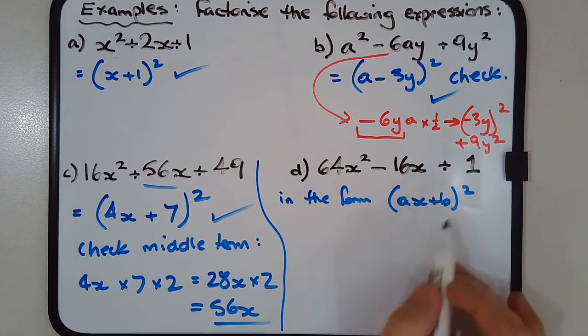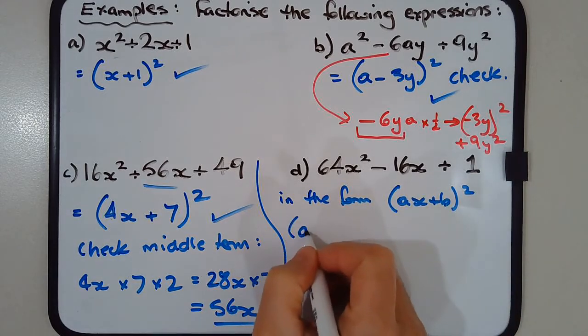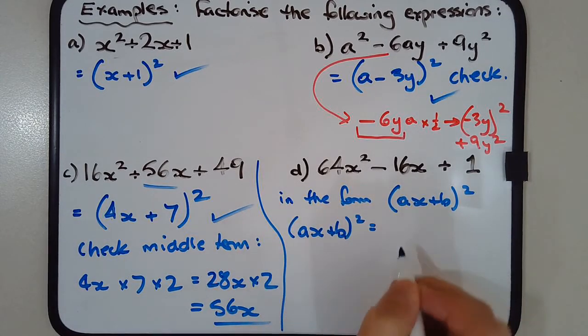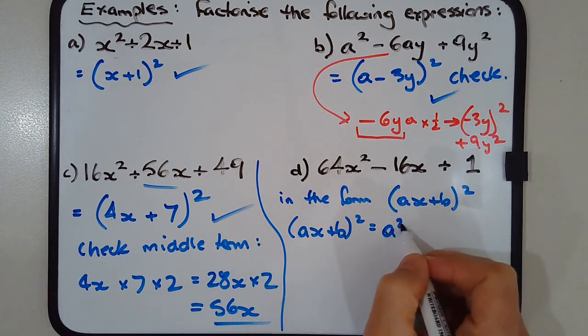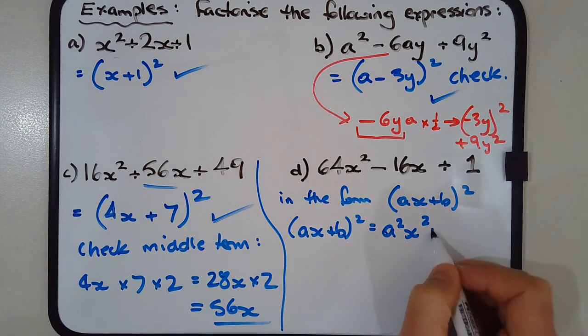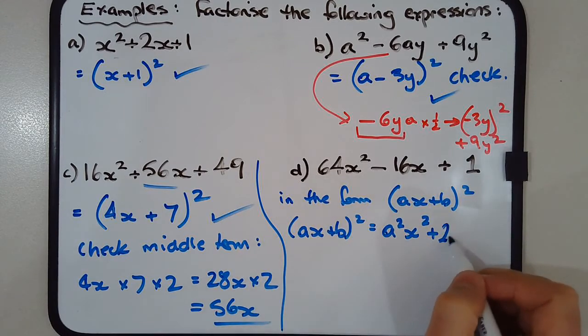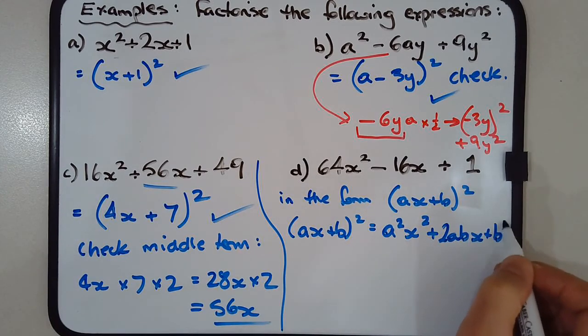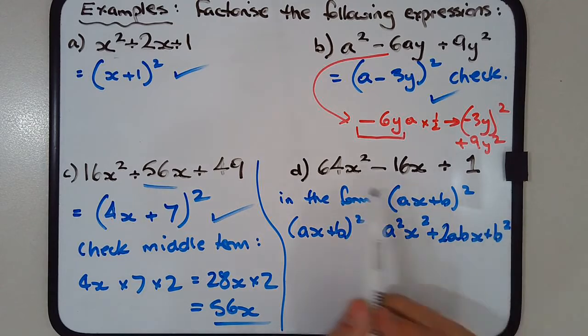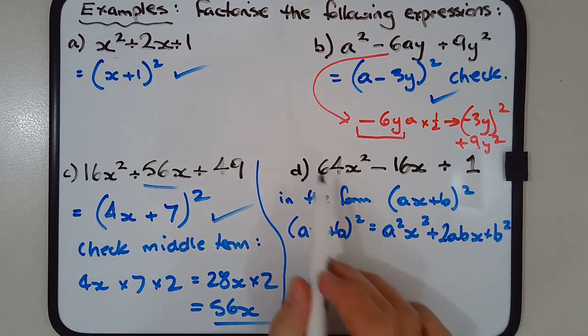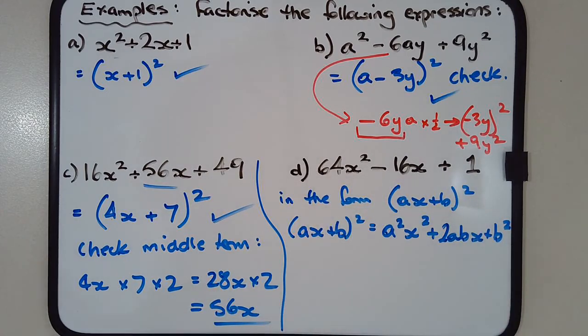So if we expand ax plus b all squared, what do we get? We end up with a squared x squared plus 2abx. So you multiply the terms in the binomial together and then double it, so it's 2abx, plus b squared. Now, if you look at the original expression and then look at the expression that results from expanding ax plus b all squared, we can look at each of the terms and try to come up with the values of a and b.